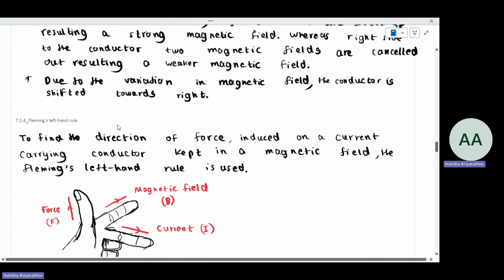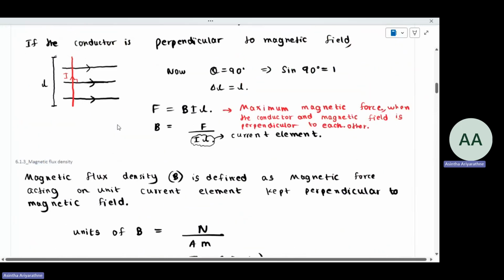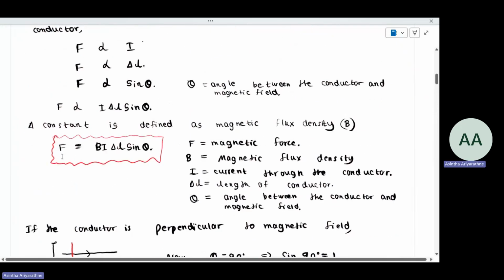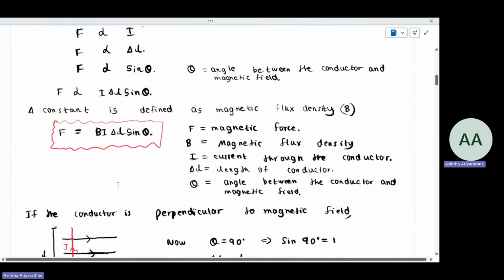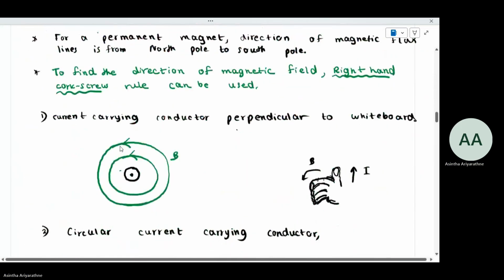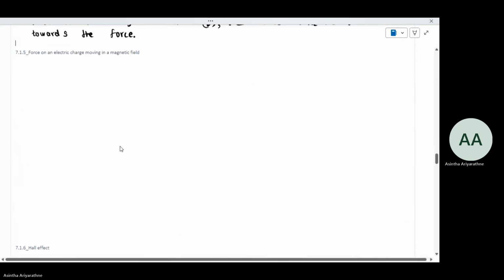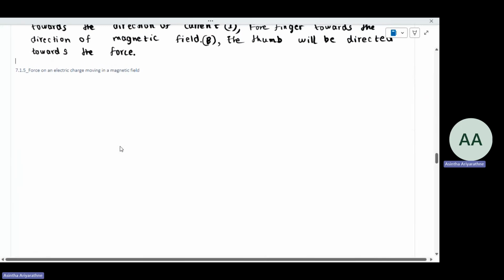So now we know this equation to find the magnetic force acting on a conductor, the current carrying wire. But we can easily manipulate this equation to get an expression for the force acting on an electric charge moving in a magnetic field.